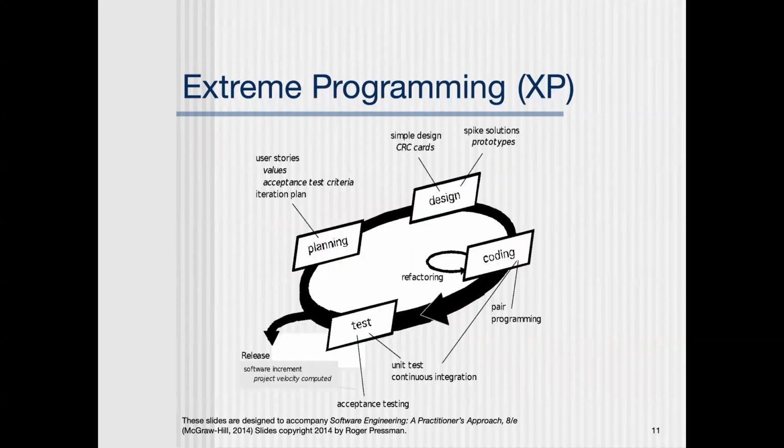Okay, so here's how this kind of works. We start with the planning. That's with the user stories. We're going to give some idea of the value of this particular user story. We're going to rank those by how important they are. We're going to make sure we have the acceptance test criteria, which means we know what the customer is expecting there. And then we'll have our iteration plan. What are we going to do on this iteration? Okay, we then move to design using CRC cards and spike solutions.